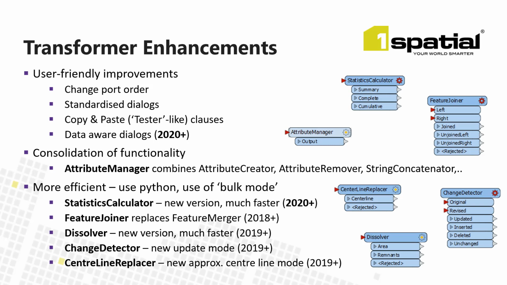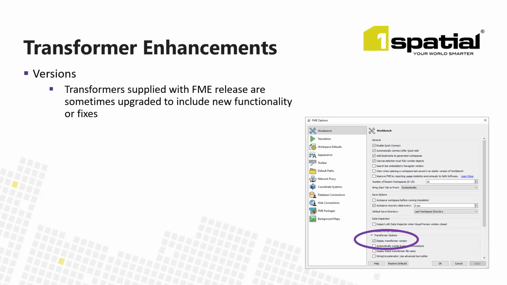There have also been changes or upgrades to specific transformers, and these are generally to make them work more efficiently. So with more transformers receiving upgrades with each release, it's an ongoing process. And new for this year, FME 2020, we've got a new and improved statistics calculator. It's much faster, so it's really worth understanding how transformer versioning and upgrades work in FME, just to make sure that you're using the most efficient version in your workflows. And that's what I wanted to show you finally today.